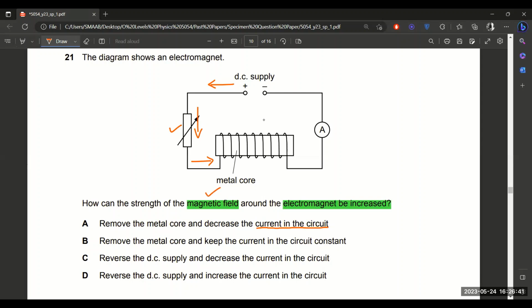Remove the metal core and keep the current in the circuit constant. If we remove the metal core, there will be no electromagnet, because this metal core is going to be magnetized with the help of electricity. So options A and B are not possible.